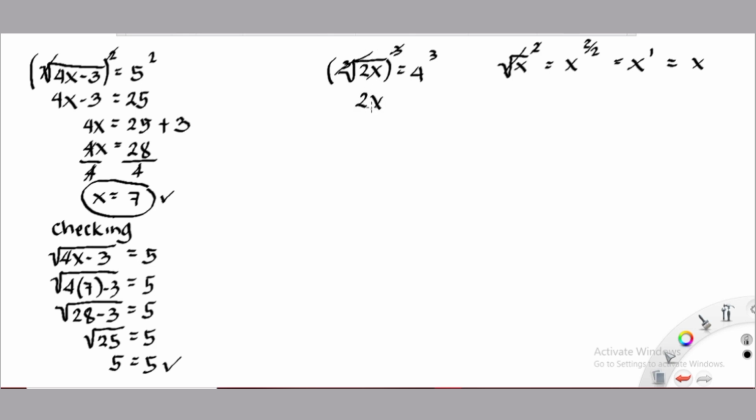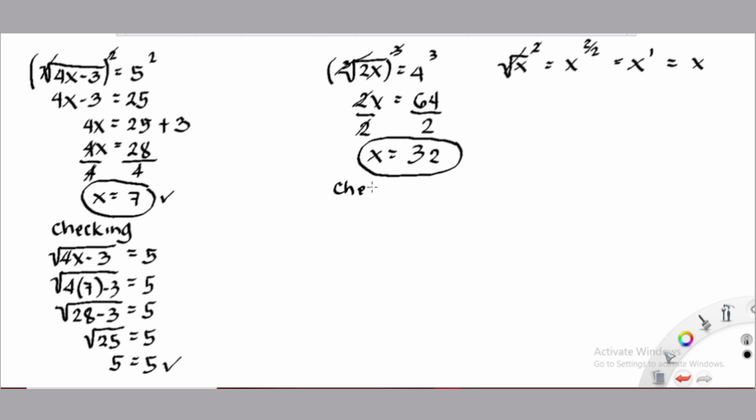So we will have now 2x equals the cube of 4, or 4 times 4 times 4, which is equal to 64. So we multiplied 4 by itself 3 times. That's why we got 64. Next procedure is to divide both sides by the coefficient of x, which is 2. Cancel out 2. So we have now x equals 64 divided by 2, which is equal to 32. So x is equal to 32.